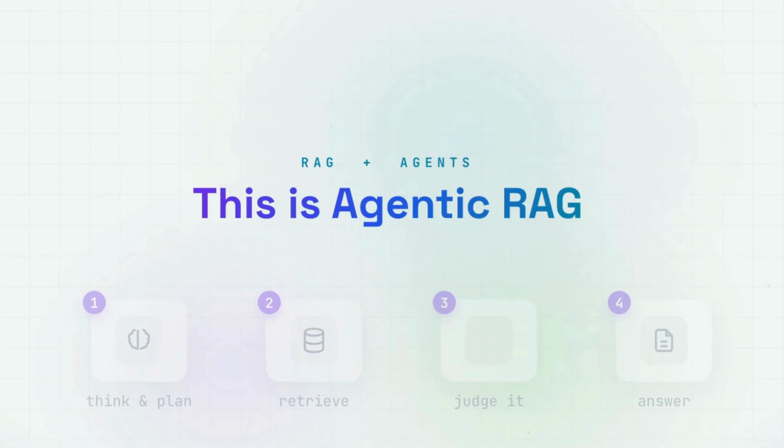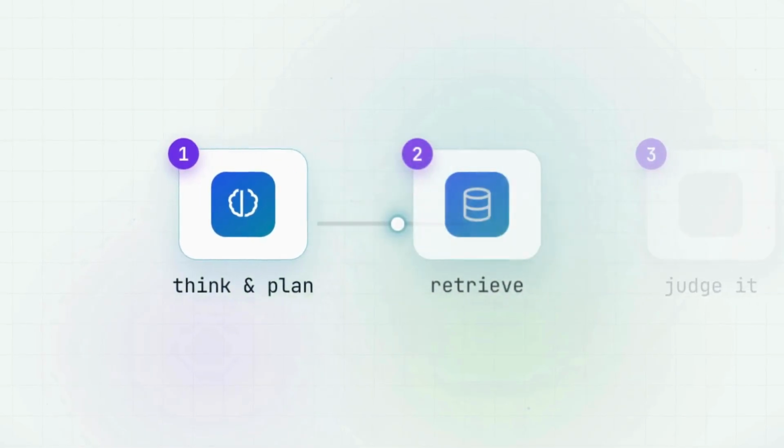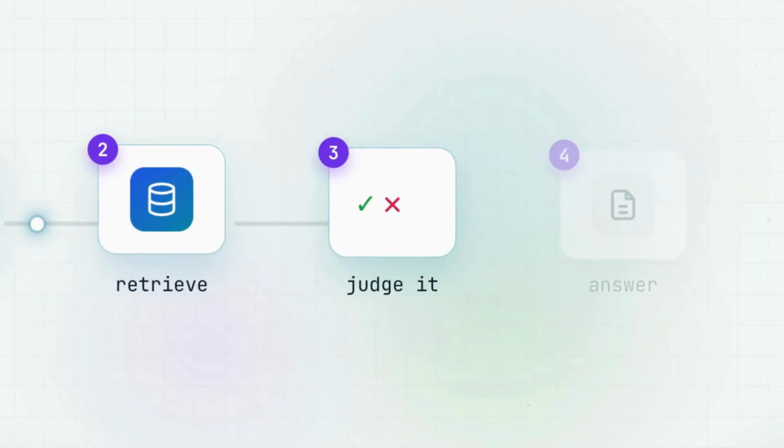So take everything we just covered and mash it together. An agent that runs the retrieval. That's Agentic RAG. Your question comes in, but the agent doesn't just sprint off and search. First, it thinks, it plans, maybe even chops that big question into smaller ones. Then it retrieves. And here's the magic.